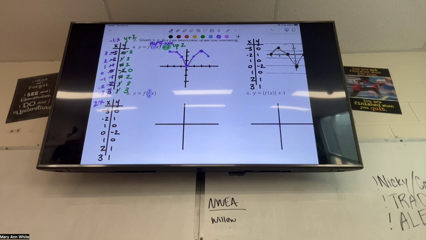So I'm going to multiply all these by 2. Technically, this 1/2 is going to stretch my graph horizontally. Again, it's opposite of what you think. You think a fraction makes it shrink. Inside the parentheses stretches it.